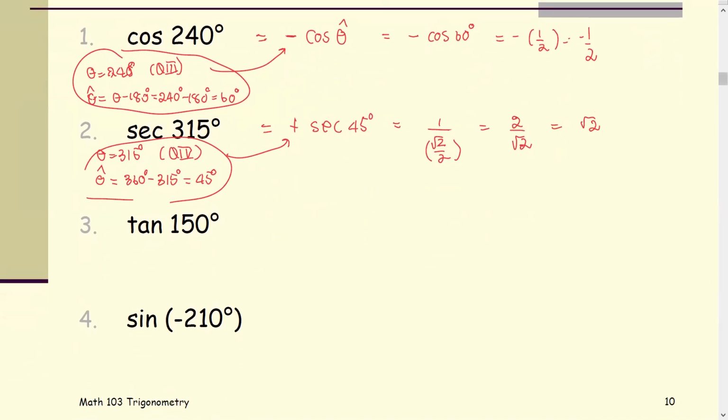Next part, the angle is 150 degrees. We are going to find the tangent of 150 degrees. Theta equals 150 degrees, which is located in quadrant 2. In quadrant 2, the reference angle is the difference of the closest x-axis, which is 180 degrees, and the terminal side, which is 150. Therefore, the reference angle of 150 degrees is 30 degrees.